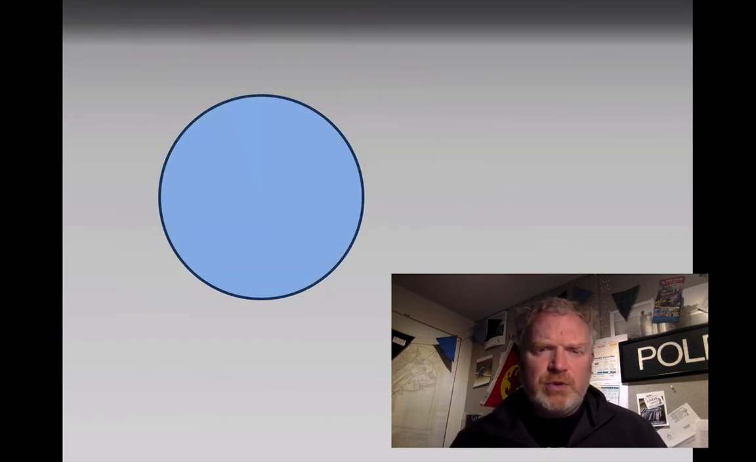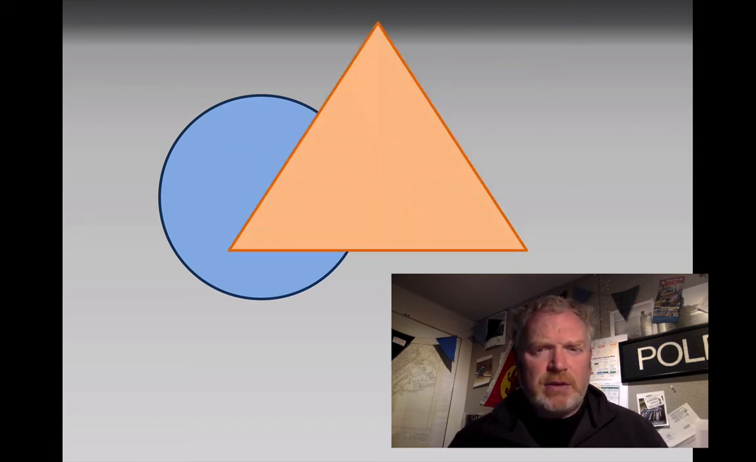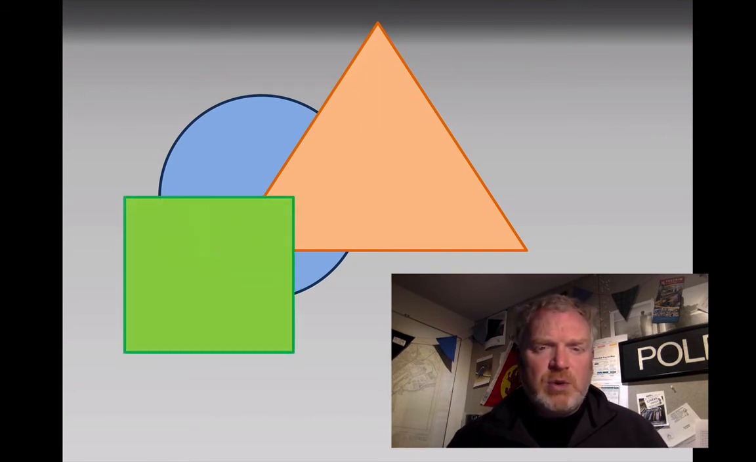So the first shape I drew was the circle. The triangle came after that, and we know it must have come after that because the shape of the triangle cuts across the circle. The youngest, or the most recent shape, is the square, because that cuts across the other shapes that are there. So we could put these shapes in order. Circle for oldest, then the triangle, and then the youngest is the square. It's what geologists call the law of cross-cutting relationships.